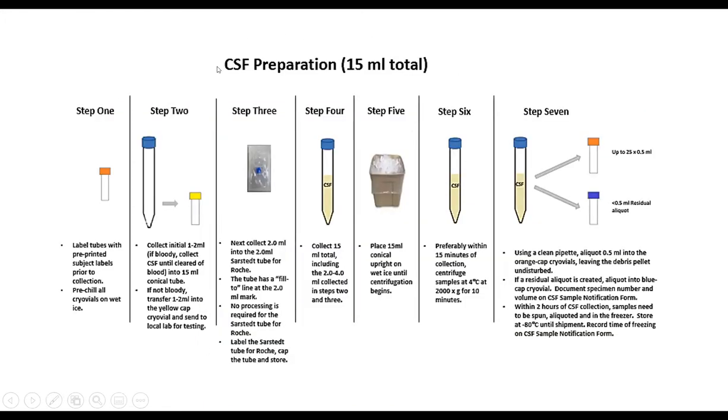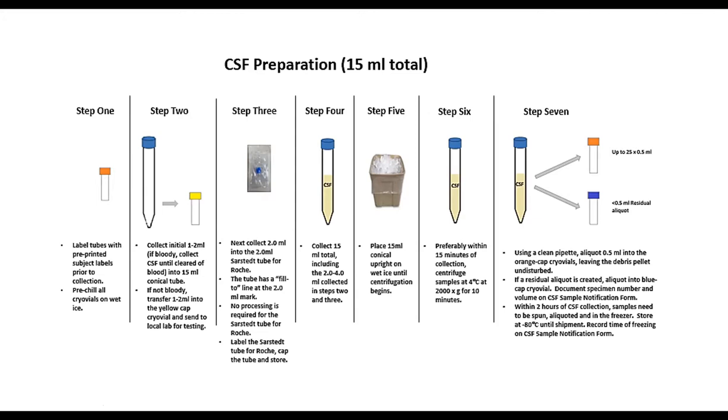So 15 mils of CSF will be collected in total. Please pre-label all of the orange cap cryo vials and the yellow cap cryo vials. There will be an individually wrapped tube that you will not pre-label, and individually wrapped conicals that you will not pre-label either. Those are individually wrapped because they are primary collection tubes and will be going into the sterile field, so we don't want you to pre-label those. Those will get labeled after the collection. So go ahead and pre-label those orange cap cryo vials though, and stick them in some wet ice to be nice and chilled while you're doing all these other steps.